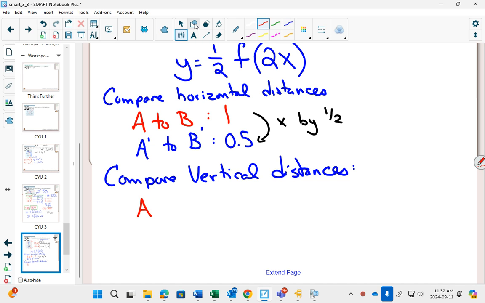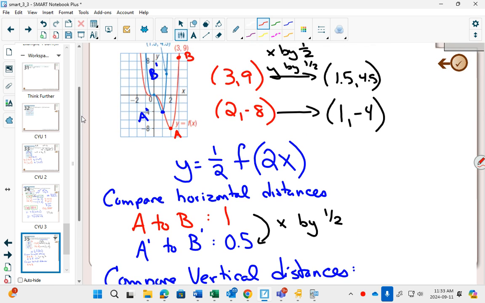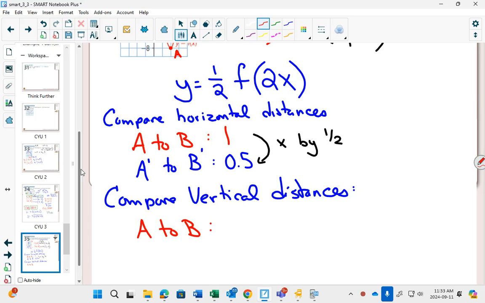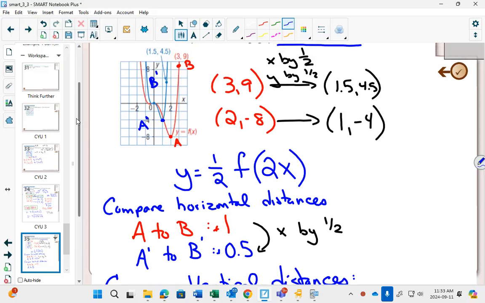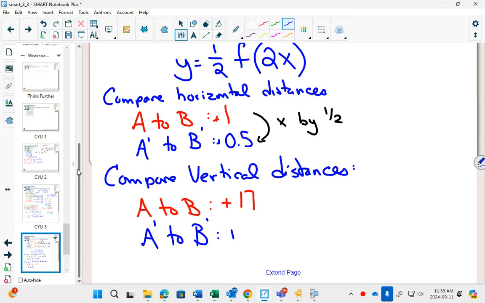Again, on the red graph, if I go from A to B vertically, can you see that you would be going up 8 and 9, up 17? Maybe I'll put a plus sign there. I like that idea, just to show that we went up or right or left. And then A prime to B prime. Now I'm going up 4 and 4.5, up 8.5. From here to here, I would have to multiply y by a half as well.